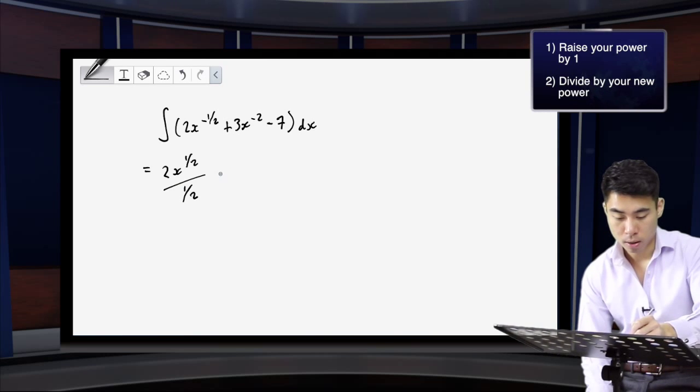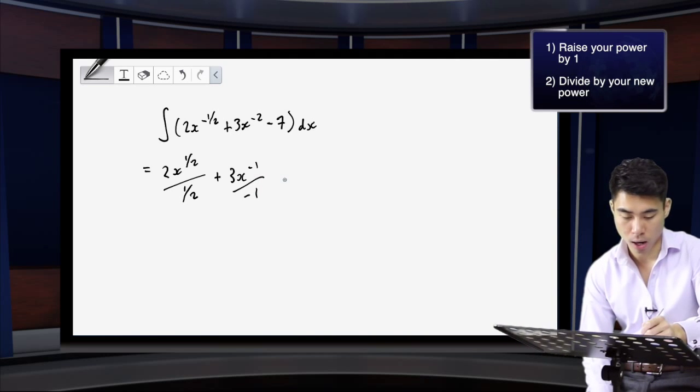Next term, plus 3x to the minus 2. Obviously that minus 2 then becomes a minus 1, divided by minus 1. And then lastly, got minus 7x.